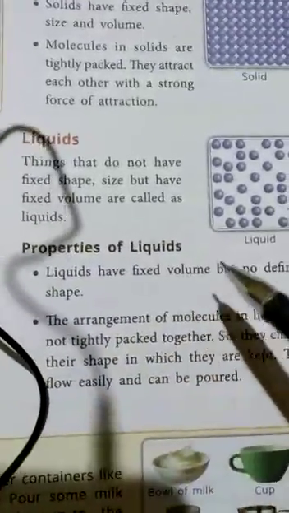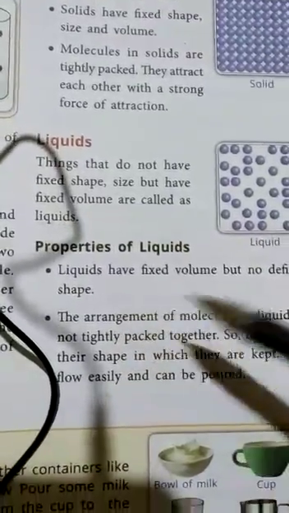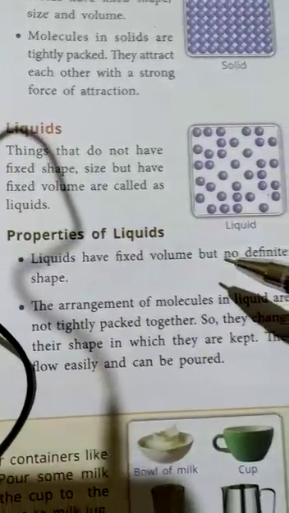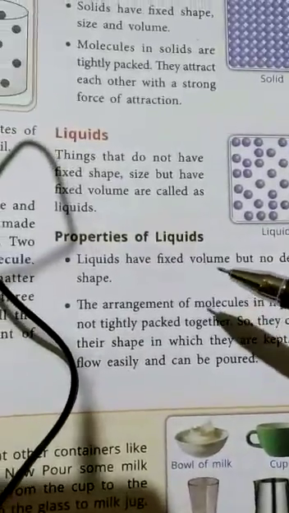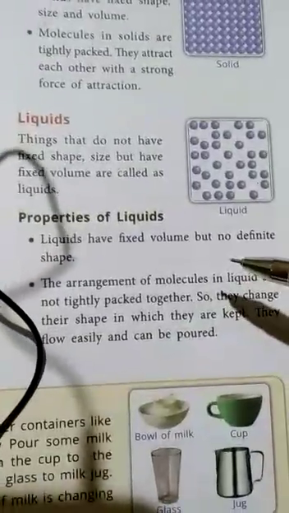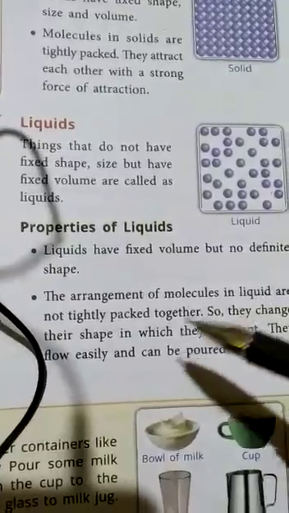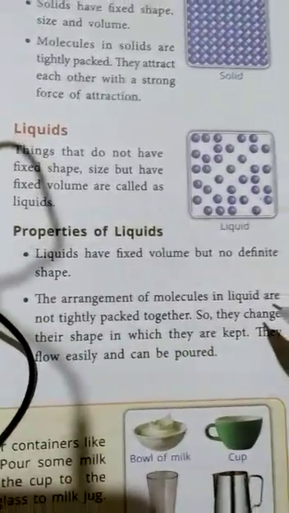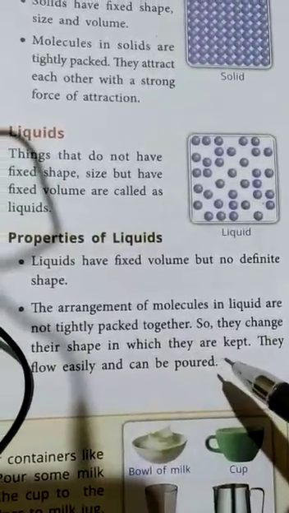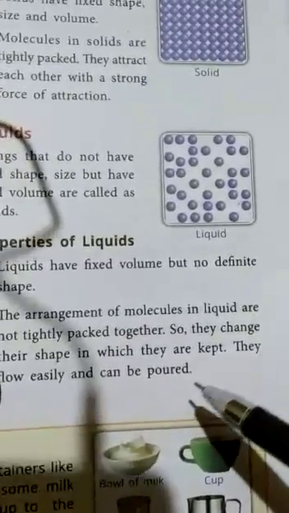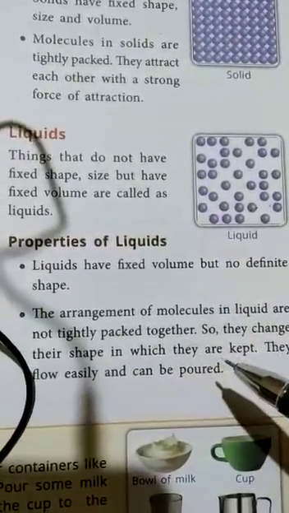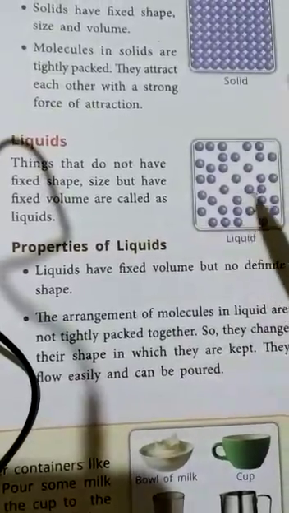The properties of liquids: they have fixed volume but no definite shape. Suppose you keep it in a glass, it will take the shape of the glass. If you keep it in a bucket, it will take the shape of the bucket. So their shape is not fixed. The molecules in liquids are not tightly packed, so they can change shape very easily and they can flow easily. Due to that arrangement, liquids can flow, but solids cannot flow.